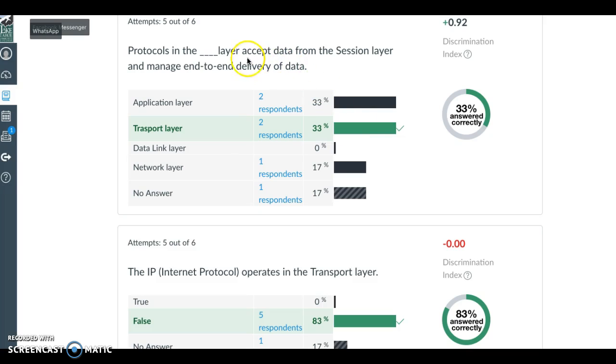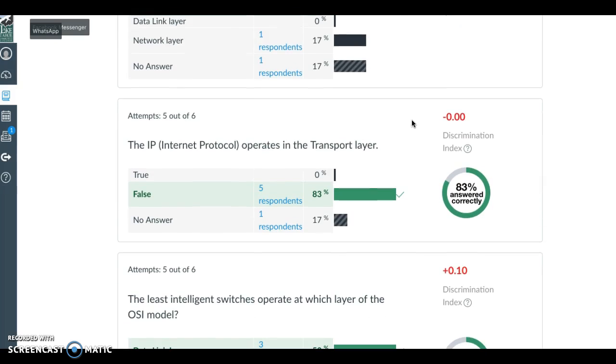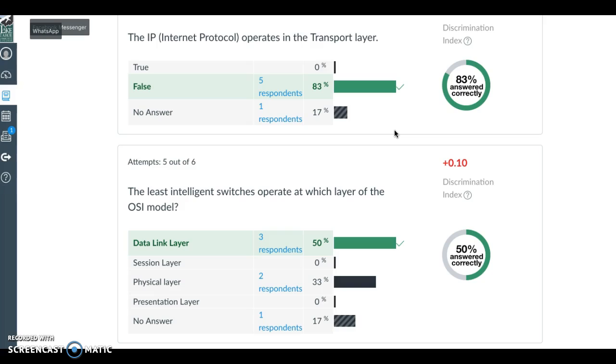And the reason you know that is the transport layer accepts data from the session layer. So that means it's right below it, and it manages the end-to-end delivery of the data. That's why it's below it. Okay. The IP protocol operates at the transport layer. That's false. It actually operates at layer 3, the network layer.